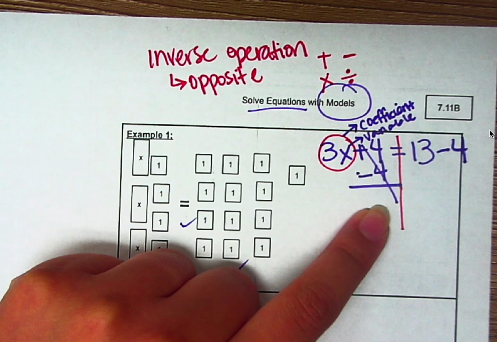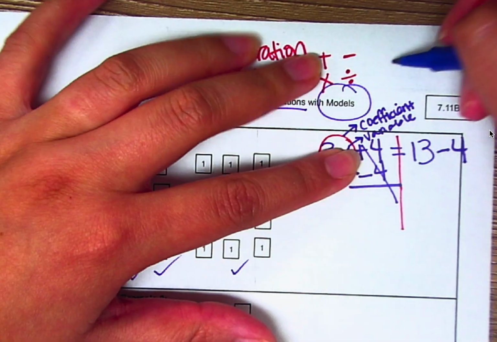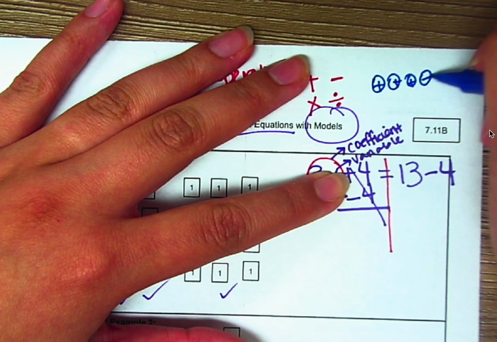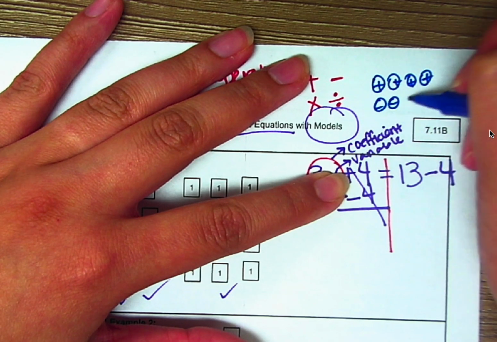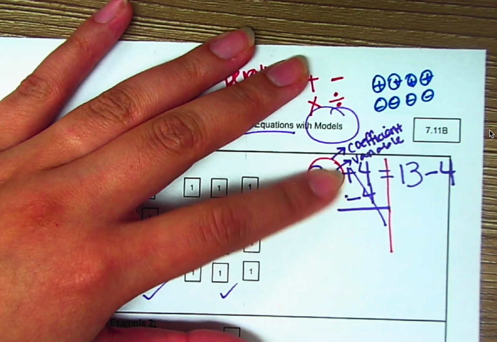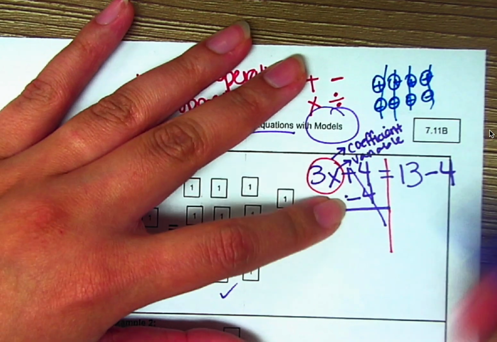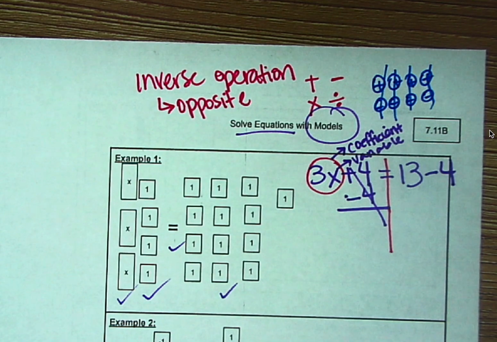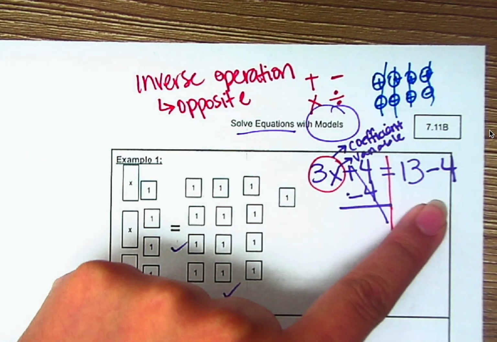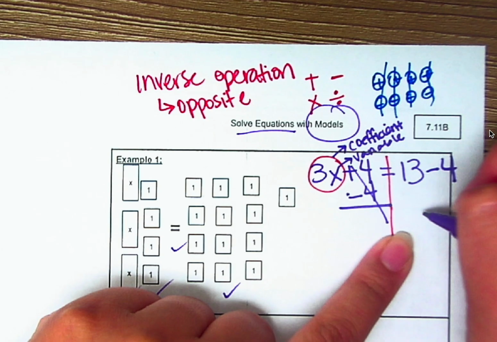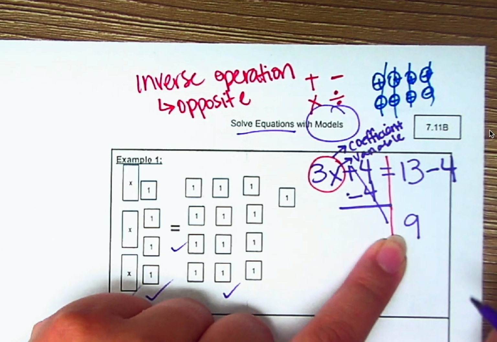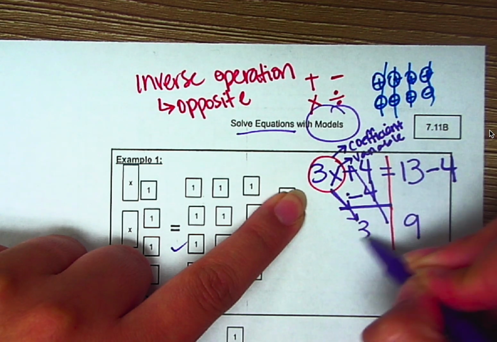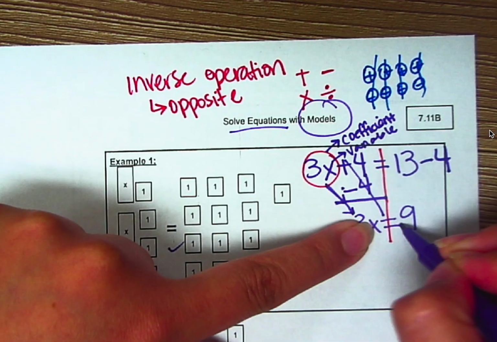For my visual people, this is just saying if you have 4 positives and you have 4 negatives, they cancel out. So that's why it is 0. Okay, or it just cancels out. Now 13 minus 4. 13 minus 4 is 9. I'm going to write that 9 right there. We're going to bring down this 3x. Bring it all the way down. And you're going to bring your equal sign down.